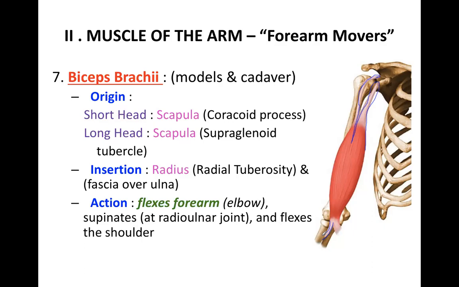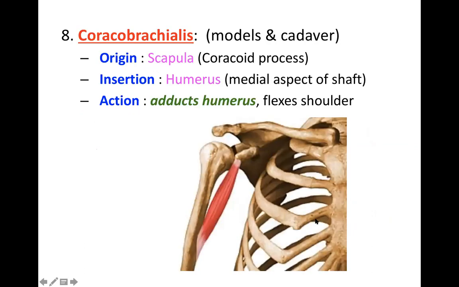So its primary function is going to be elbow flexion. So we're going to see these forearm bones coming upward in an elbow flexion. All right, so that's the bicep.